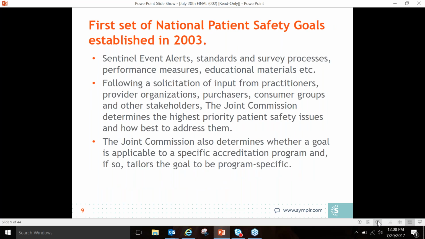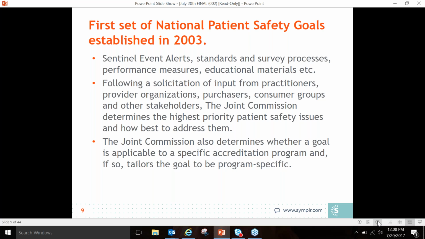The first set of national patient safety goals was established in 2003. Sentinel events, alerts, standards, and survey processes, performance measures, educational materials, etc. were introduced. Lots of indicators and things that you need to be tracking and trending. Some people call them triggers to reach these goals. Following a solicitation of input from practitioners, provider organizations, purchasers, consumer groups, and other stakeholders, the Joint Commission determines the highest priority for patient safety issues and how to best address them.